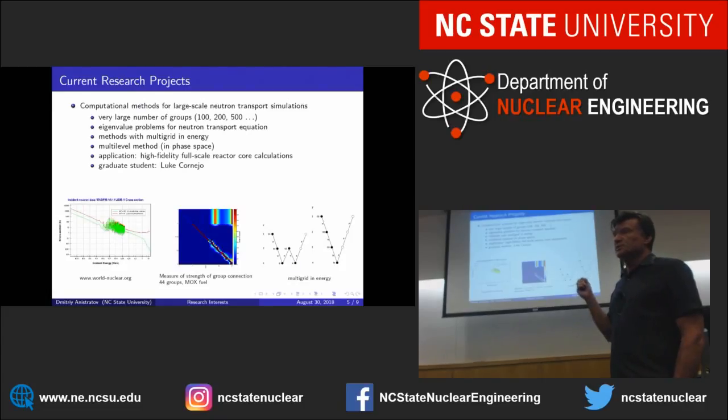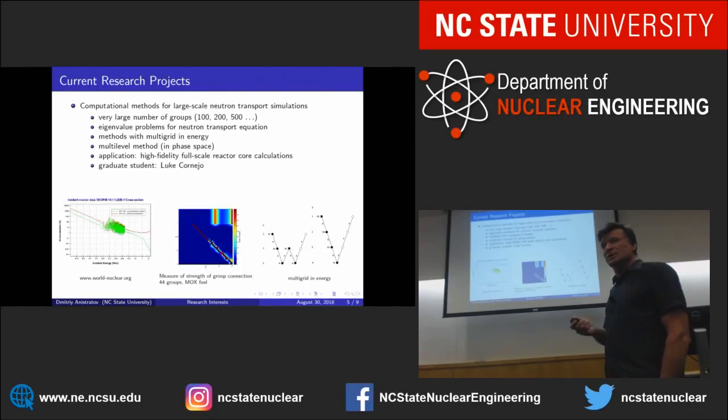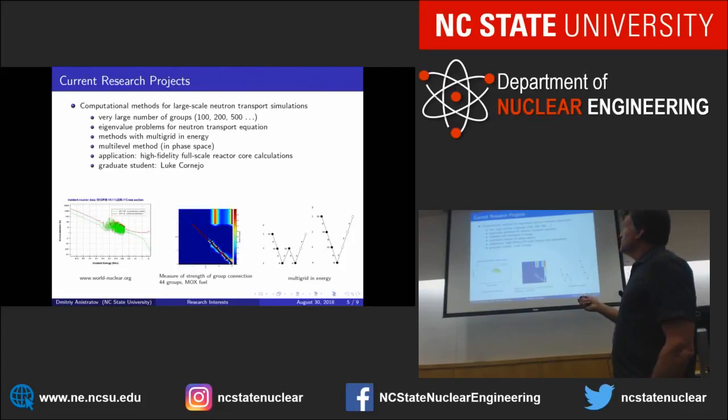What we try to do here is to address the fact that you have an extremely sophisticated structure and you always want to have more groups to resolve everything as well as possible. For a long time 10 groups were enough, now people go to more and more, and SCALE has 44 and 238 as a standard. Some codes have even more. So the question is, how do you solve this problem with that many groups?